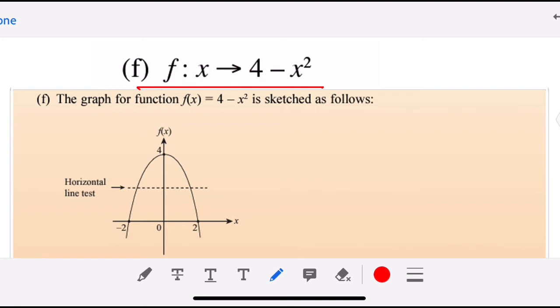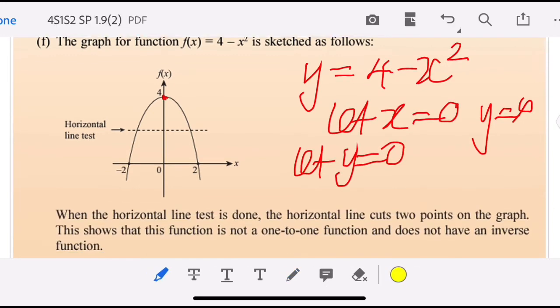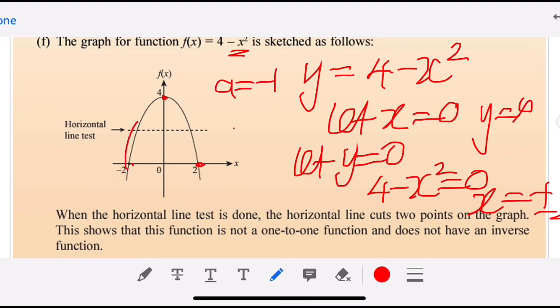Basically when you sketch a graph, you can say that y equals f(x). Then you let x be 0, your y is 4, so you have (0, 4), and then you let y be 0 and find the x-intercept. So 4 minus x squared equals 0, so x will be plus minus 2. With these 3 points, and since the coefficient of x squared is negative 1, you will have the n shape, with the x-intercepts at 2 and negative 2, and the y-intercept at (0, 4).